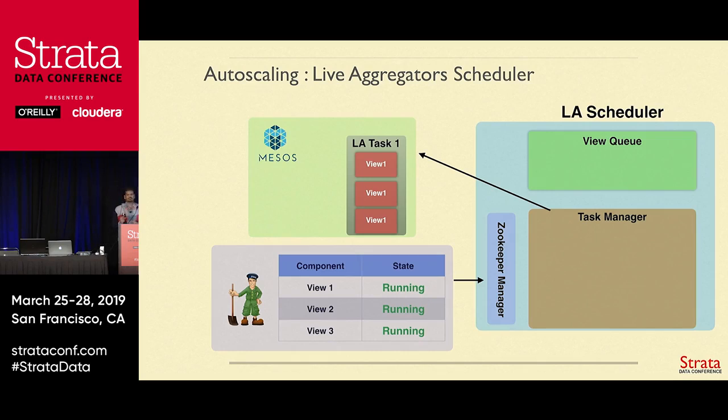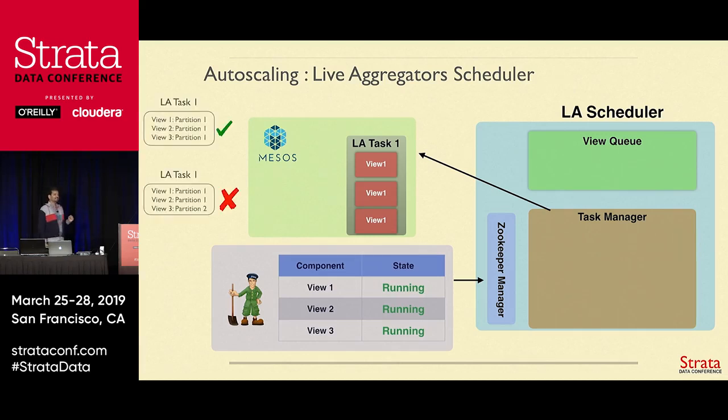There are two main constraints which the scheduler needs to consider. Number one is we do not want views which are consuming from different partitions to be in the same LA task. So in the second case, if that happens, the task manager would create two LA tasks, put view 1 and 2 in the first one, and put the third view in the second one.